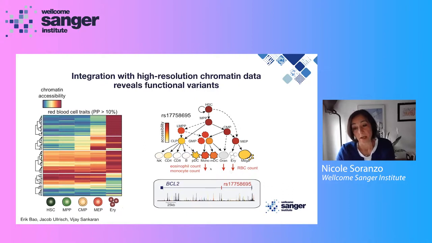In this case, this is a genetic variant in BCL2 that has been associated with decrease in red blood cell count, eosinophil count, and monocyte count. And we see indeed that this region maps to peaks of accessible chromatin that are only specific to myeloid cells, whereas they are basically not present in lymphoid cells.